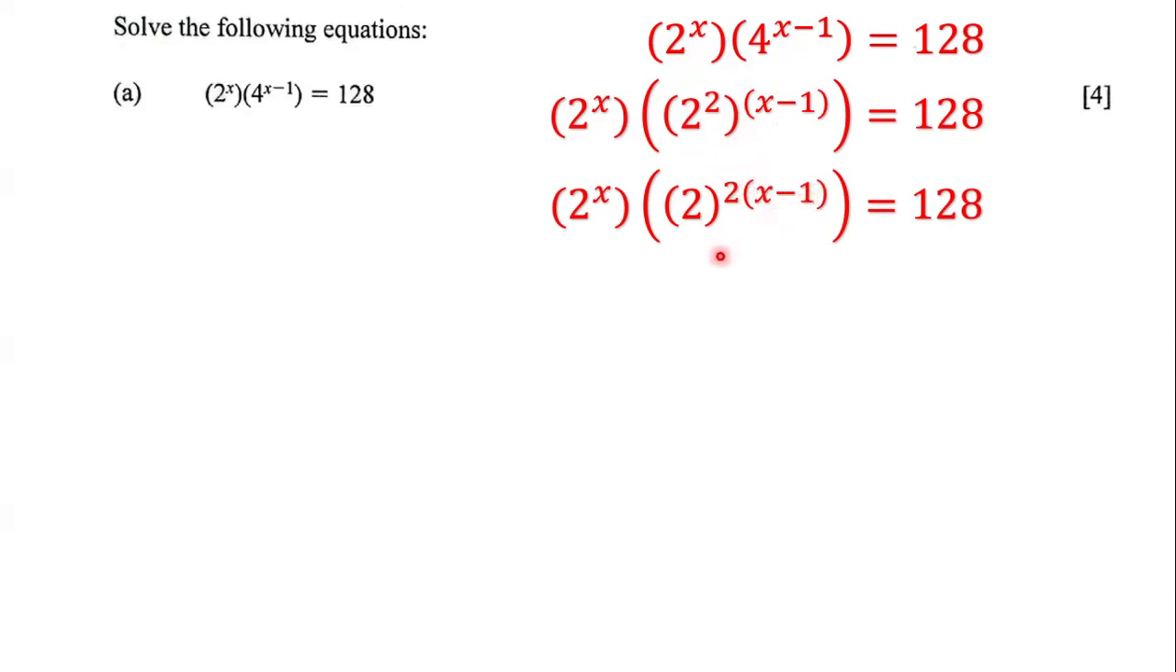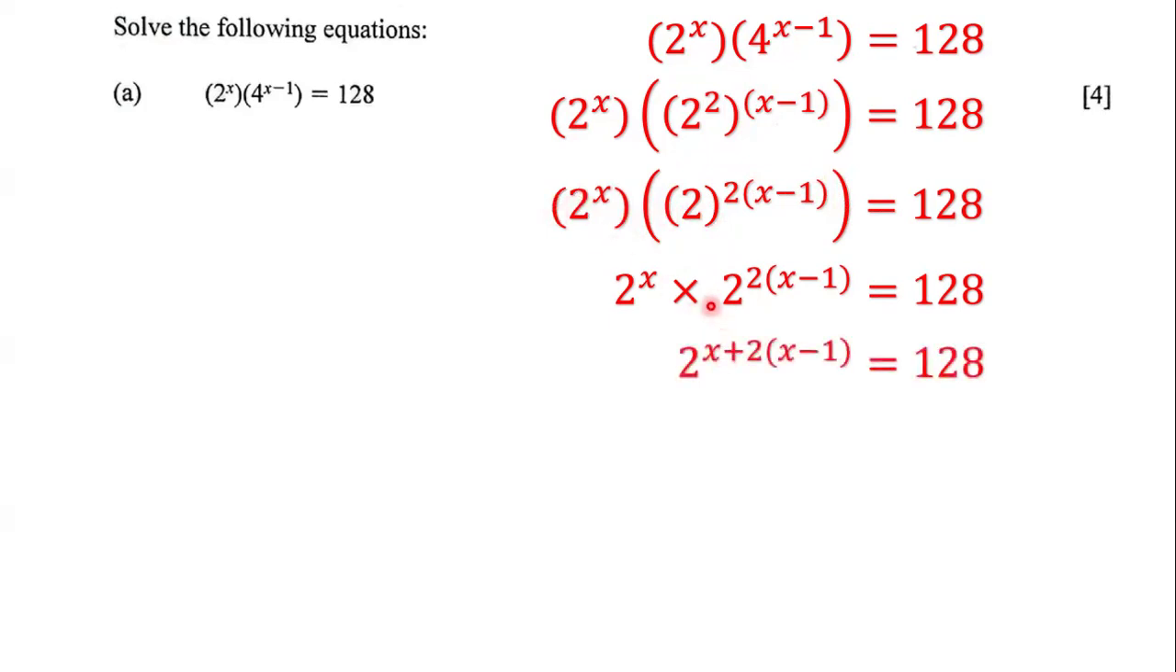Next, we remove the parentheses. Notice that we had parentheses here and here, which we remove, and we add this parentheses, which we also remove, and the parentheses here we also remove. Next, we say that we are going to multiply 2 raised to the power of x and 2 raised to the power of 2 multiplied by x minus 1.